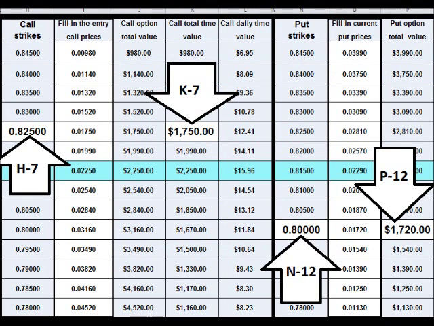We've written the 82.50 call against our 81.49 long, shown in H7. For each position, we've collected $1,750 in time premium, shown in cell K7. Using that time premium collected, we purchased a put at 80, shown in cell N12. The cost of the put, shown in P12, was $1,720. What we've accomplished, the only way our position can be called away from us is at a profit.